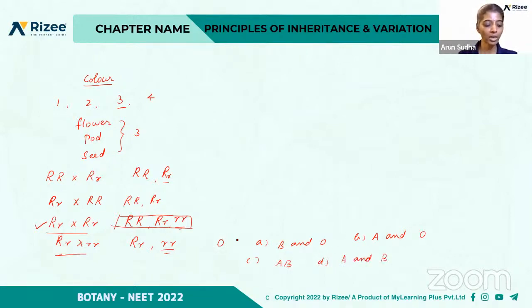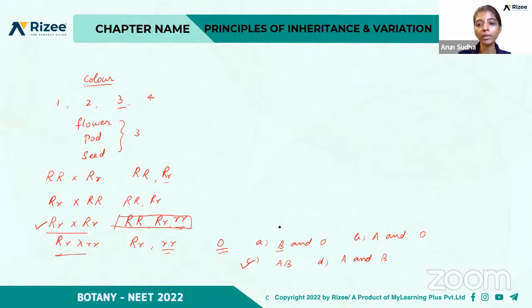So if the child has blood group O, his parents' blood group cannot be... So which is the right answer for this? C is the right answer. It cannot be AB. So it can be B.